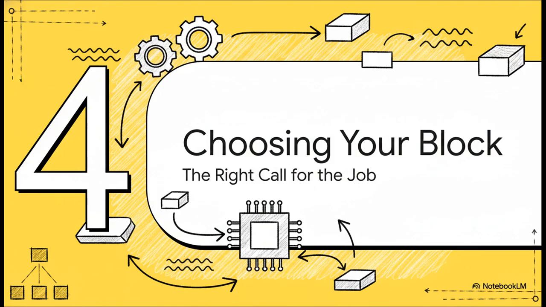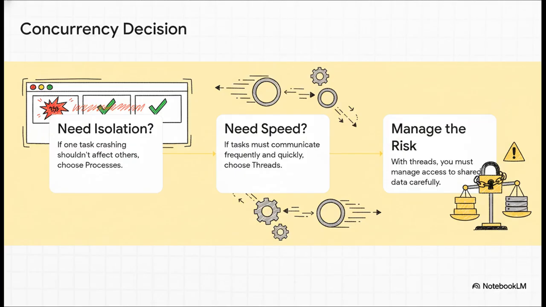So with all of that in mind, how do you actually make the call? When you're designing a piece of software, how do you know which building block is the right one to use? It pretty much comes down to asking yourself these three questions. First, do you need isolation? If the answer is a hard yes, like in a web browser, where you definitely don't want one bad tab to crash everything, then you go with processes. Second, do you need speed? If your tasks need to share a ton of data and talk to each other constantly, threads are the no-brainer choice. But number three, you have to be ready to manage the risk that comes with that speed. When you use threads, it's on you to make sure they play nice and don't trip over each other and corrupt the data they're sharing.